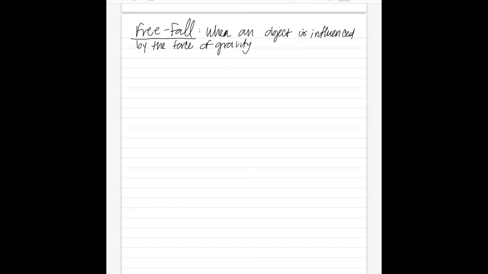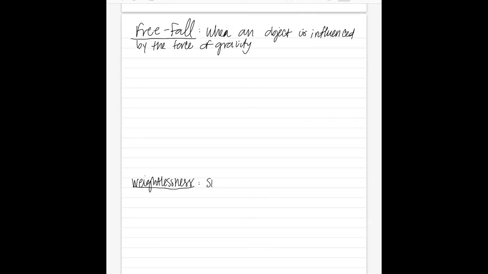Free fall. Free fall is when an object is influenced only by the force of gravity. All right, now I'm going to leave a little space and put weightlessness down here, because I have a picture I'm going to draw and talk about the difference between free fall and weightlessness.